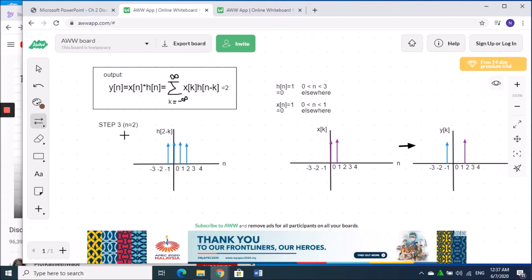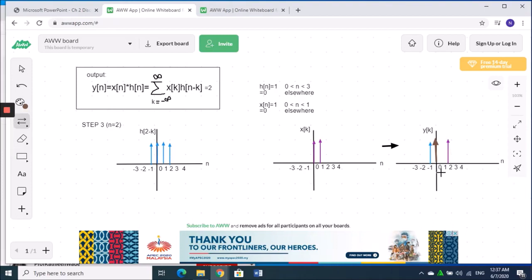Next, for step 3, where n equal to 2, the impulse response is h[2 minus k], so it will move forward until 2, and the input will be the same, and the output will be the combination at 0 with another, and at 1. So the output will be 2.